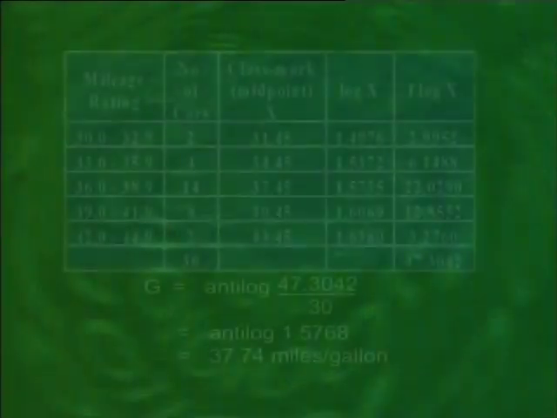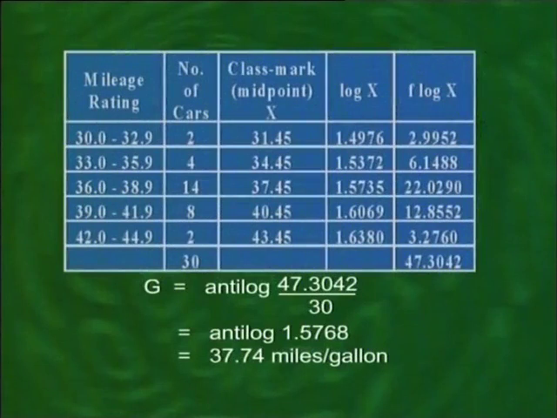Students, let me now apply this formula to the example of the EPA mileage ratings that we have been dealing with. As you now see on the screen, the x values, that is the midpoints of the various classes, are 31.45, 34.45, 37.45 and so on, exactly the same as what we had earlier.